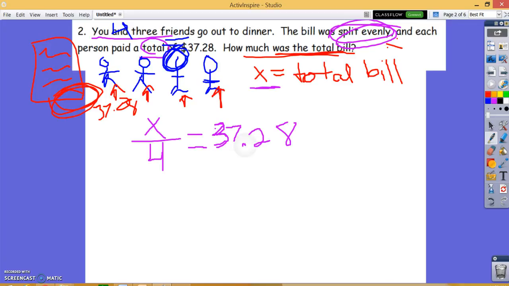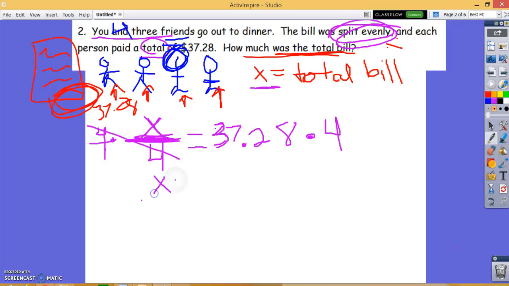Okay? Now, some people are probably like, why didn't I put the 4 on top? You're not splitting the 4 people. You're splitting the money that the bill cost. So we're taking the bill, splitting it between the 4 of you. Okay, so the next step is to get x alone. Right now, x is being divided, so to reverse that, we're going to multiply. Multiply by 4 on that side, multiply by 4 on this side. If you were to make that into a fraction, the 4's cross-reduce.